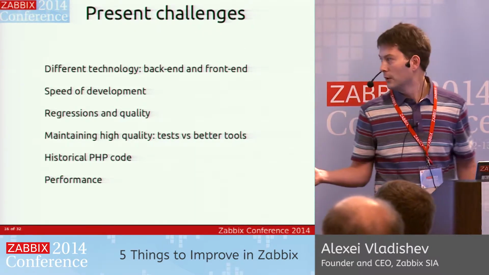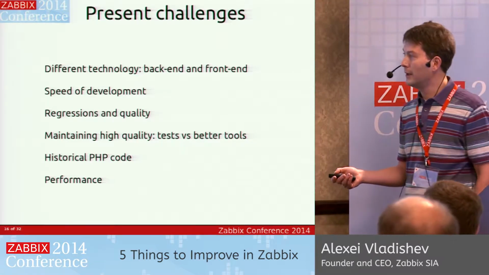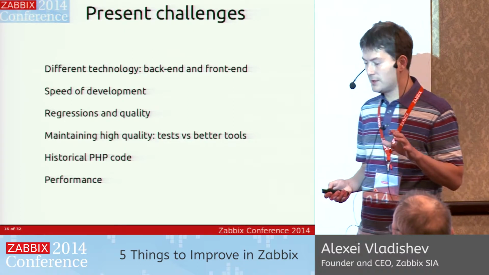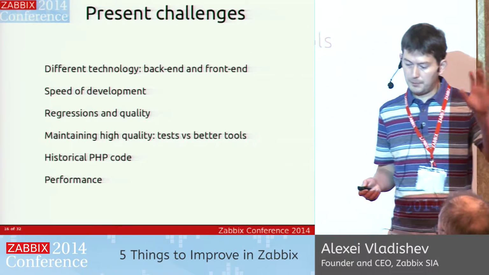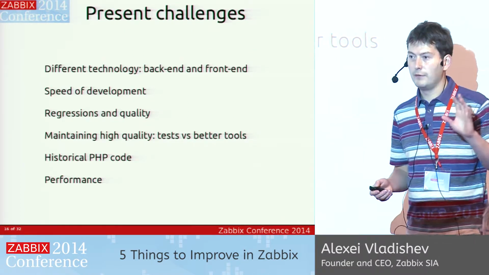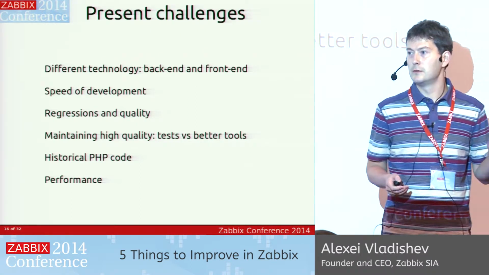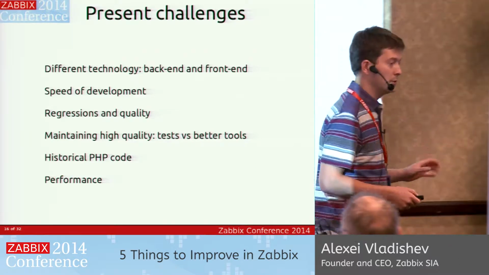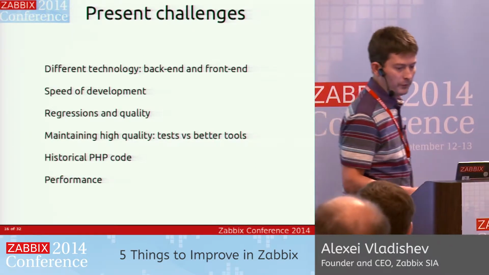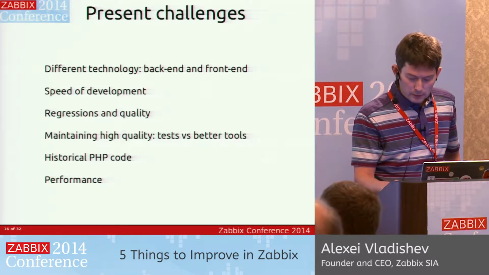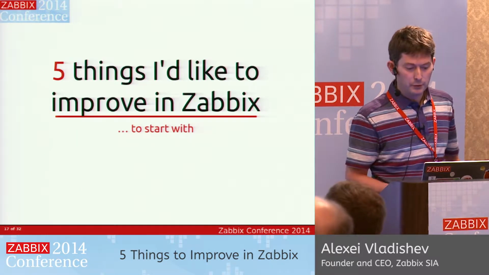And historical PHP code, yeah, I guess this is my fault, because our front end is still not an MVC application, so we don't have MVC on the front end side. Yeah, so that's not good. And the performance. So, there are 5 things I'd like to improve in Zabbix.